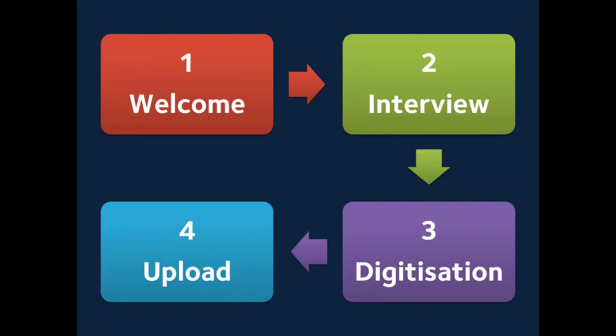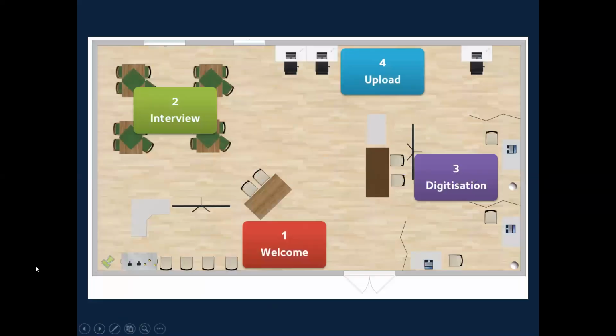So as you can see, this 4-stage process is very simple. But how does it actually work in practice? Well, this is a visual representation of what a collection day might look like. You don't have to organise your event exactly like this. You don't have to have green chairs and things like that. But this just hopefully gives you some idea of how a room might be organised.